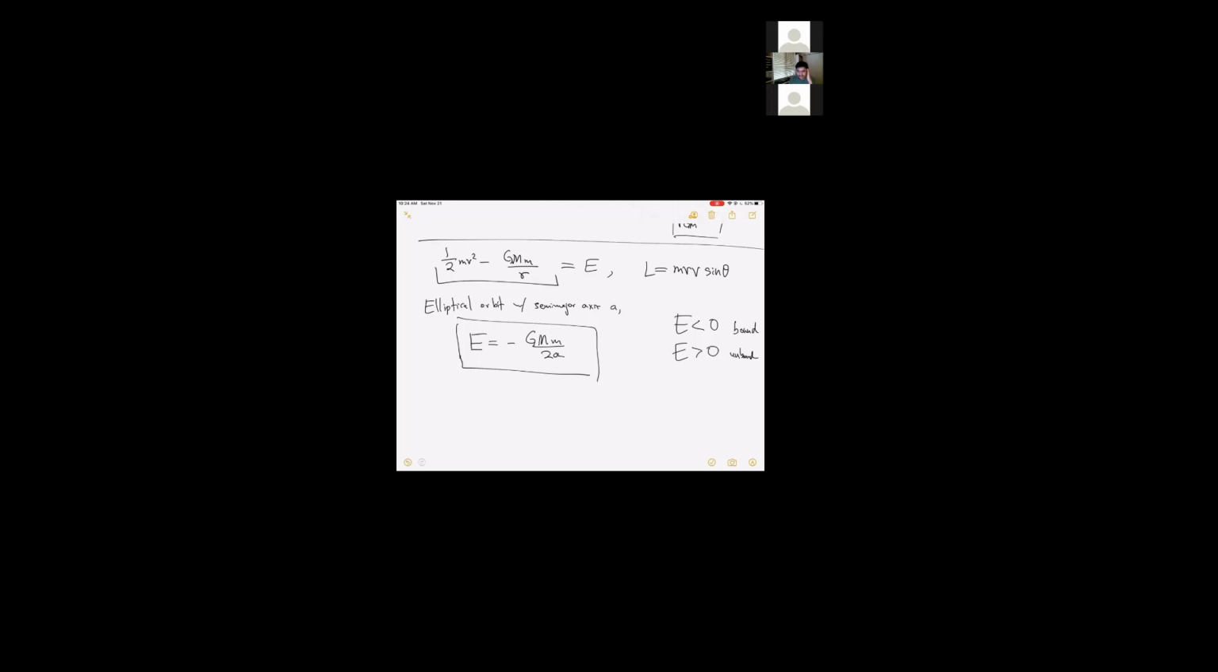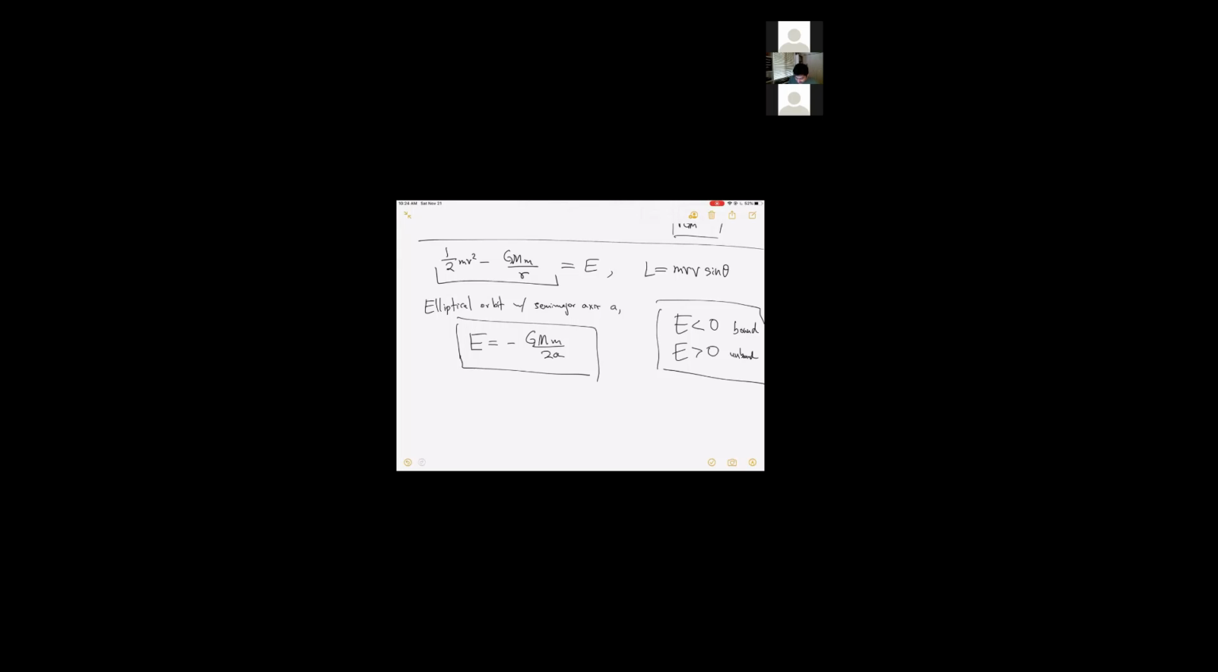Because it's not an ellipse, and I don't think you can very clearly just say what it is. But yeah, this is E less than 0, E greater than 0, bound and unbound.